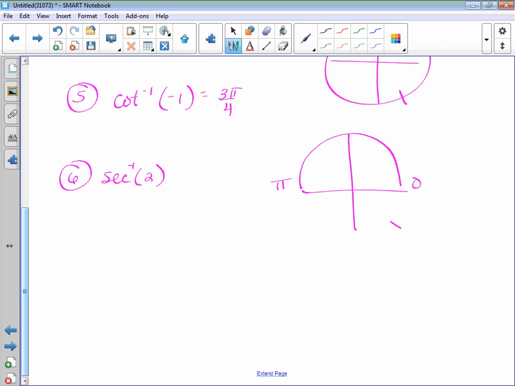Okay, guys, think about it. This is the same as if I asked you inverse cosine of 1/2. They're the same. That is at pi over 3.